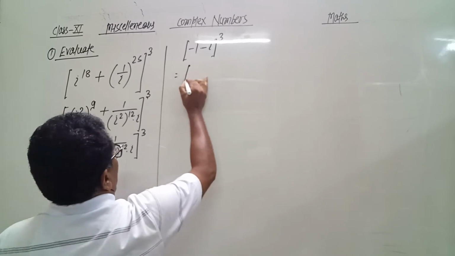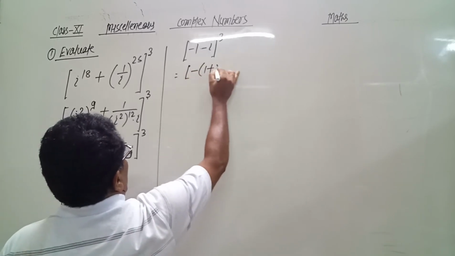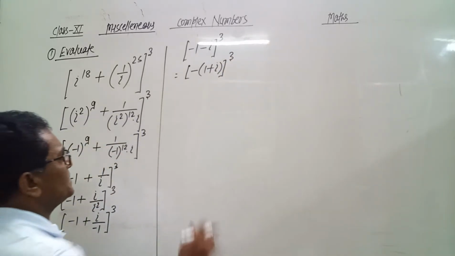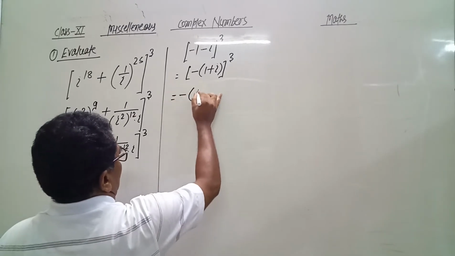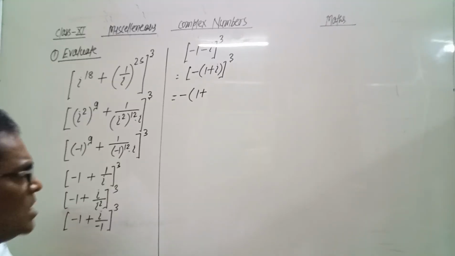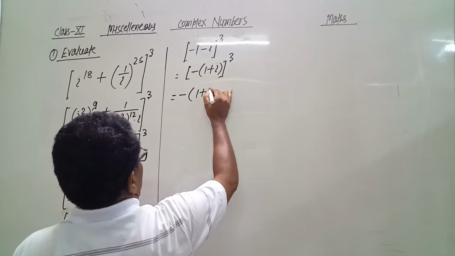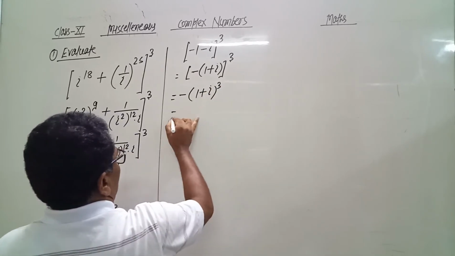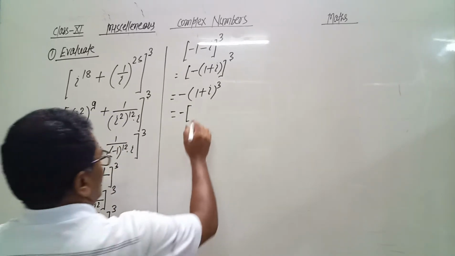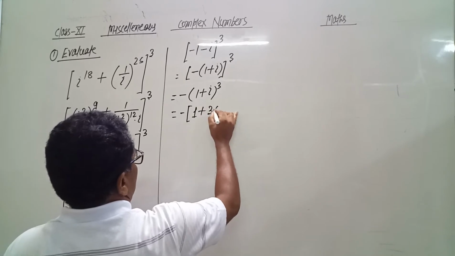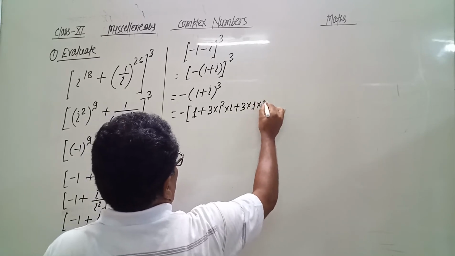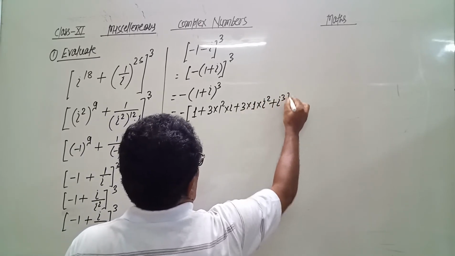From the bracket, we take minus as common. So it comes (-1)^3 (1 + i)^3, and minus 1 raised to an odd power gives minus. Now (1 + i)^3 will be expanded in the form (a + b)^3, so a^3 + 3a^2 b + 3ab^2 + b^3.